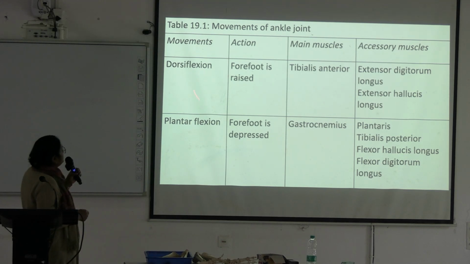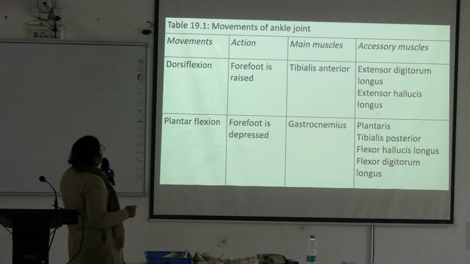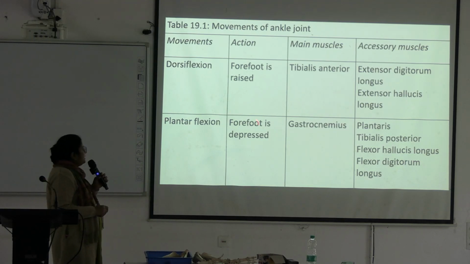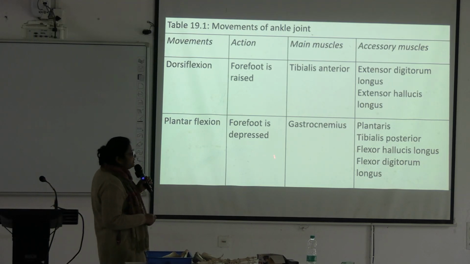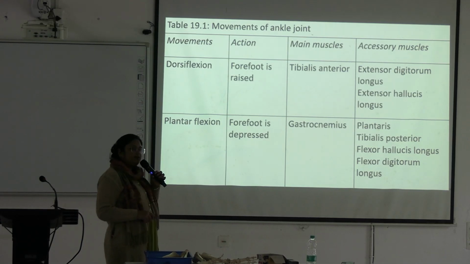So in dorsiflexion, the forefoot is raised, and the main muscle is tibialis anterior. Accessory muscles are these two: extensor digitorum longus and extensor hallucis longus. And in plantarflexion, the forefoot is depressed. The main muscle is gastrocnemius. Accessory muscles are plantaris, tibialis posterior, flexor hallucis longus, and flexor digitorum longus.